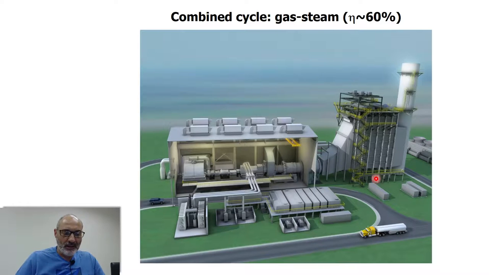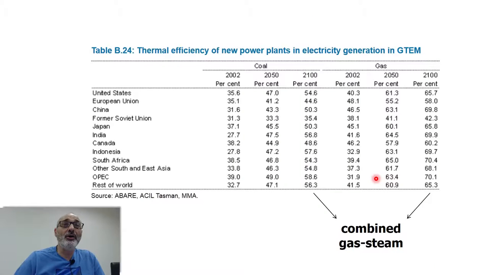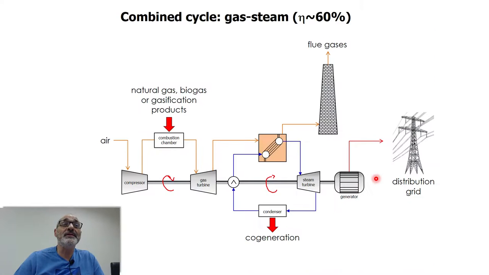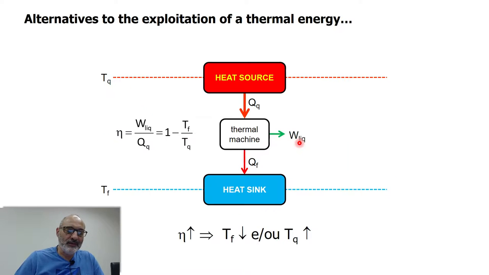Okay, Professor, go on. I have a question. What is the temperature of superheated steam? Yeah, we're going to calculate that in a few moments. But typically, superheated steam is 300 degrees, 400 degrees. We're going to calculate that in a few moments.